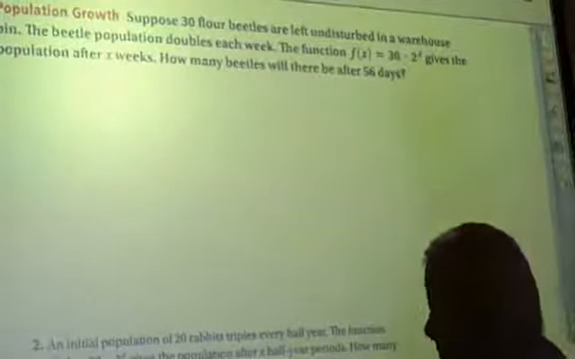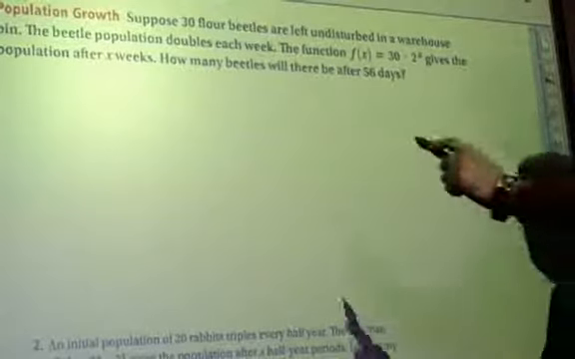Alright, now we're going to get into actually using this. So where does this stuff ever get used? Population growth is a great example. Suppose 30 flower beetles are left undisturbed in a warehouse bin. The beetle population doubles each week.